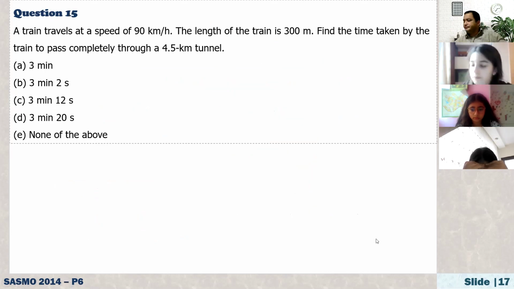Leila, read the question. A train travels at the speed of 90 kilometers an hour. The length of the train is 30 meters. Find the time taken by the train to cross the complete road for 5 kilometers.